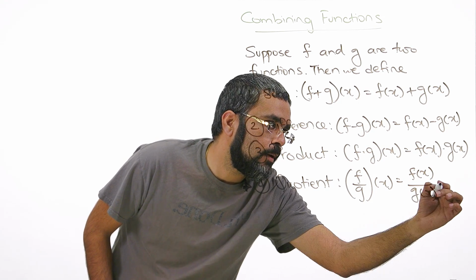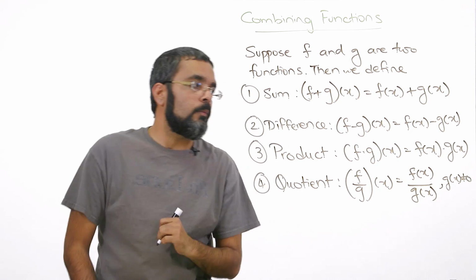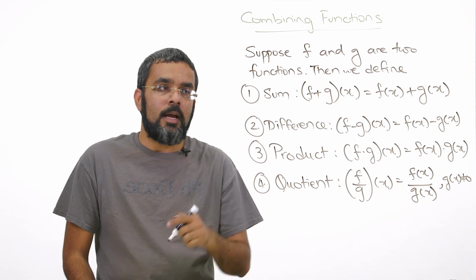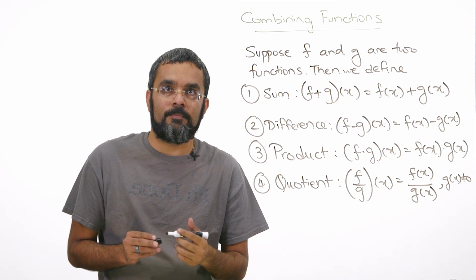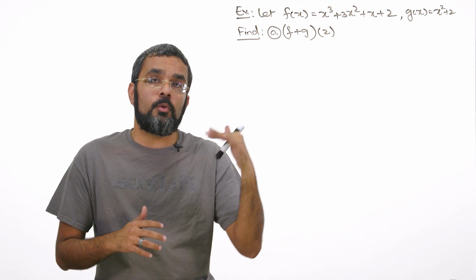And again, just like with almost everything, the denominator cannot be equal to 0. Otherwise, that is not going to be defined. So let's now take an example and see how we can create these functions. It's a multi-part example, and I'm going to do it in different parts.